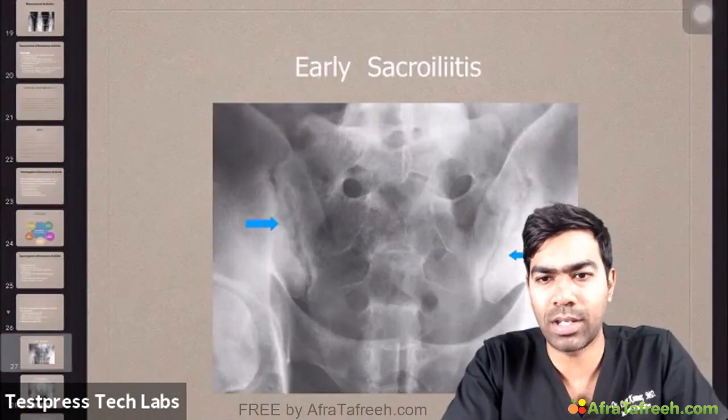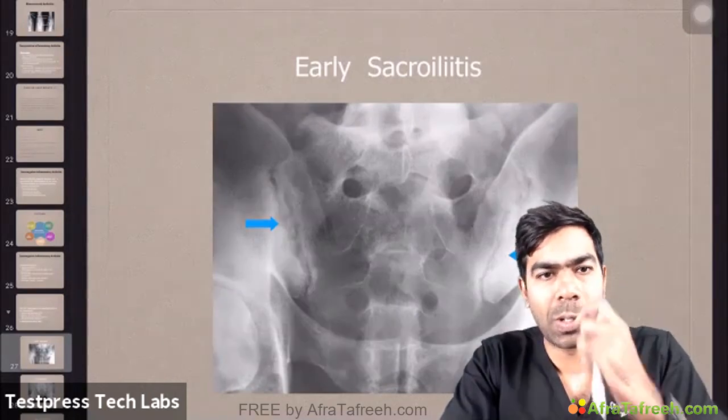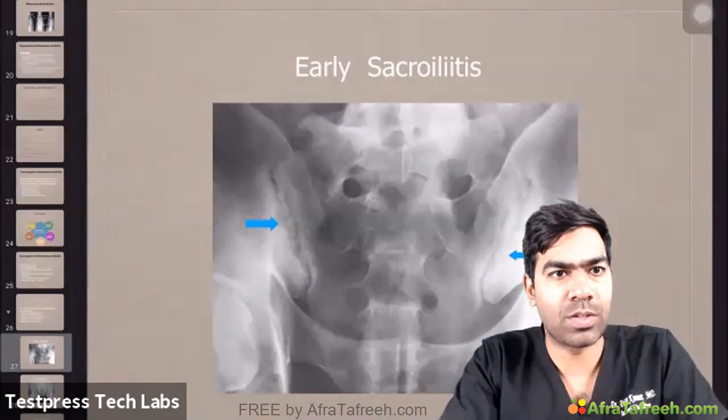Let me just remove my image, so that if it is hiding you, just hold on.